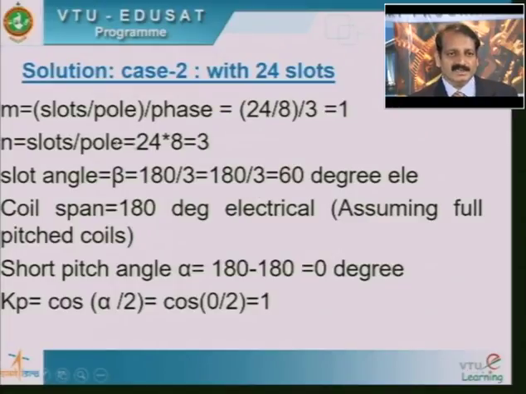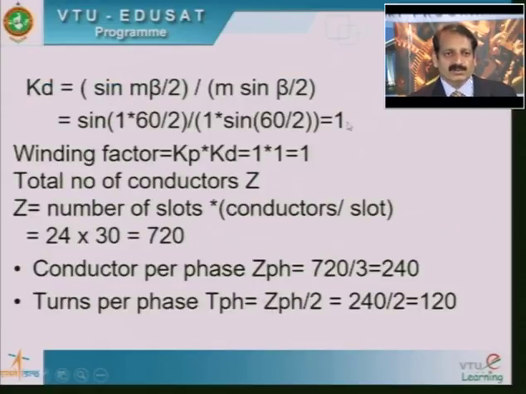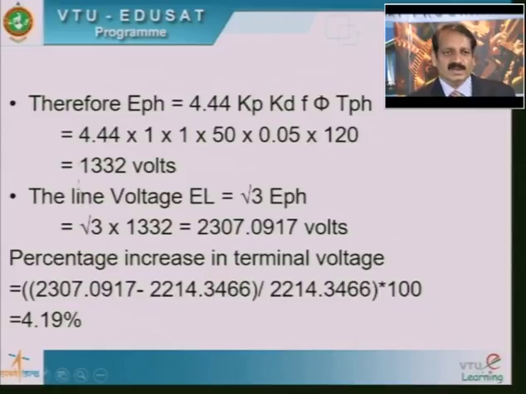So, now in the second case it is 24 slots and number of turns per slot is now 30 instead of 10 earlier. So, we will get here Kp is equal to 1, Kd is equal to 1, winding factor is equal to 1, total Z remains the same because 72 into 10, now it is 24 into 30. So, 720, T phase remains the same and we will get E phase 1332 and line voltage as 2307.09.